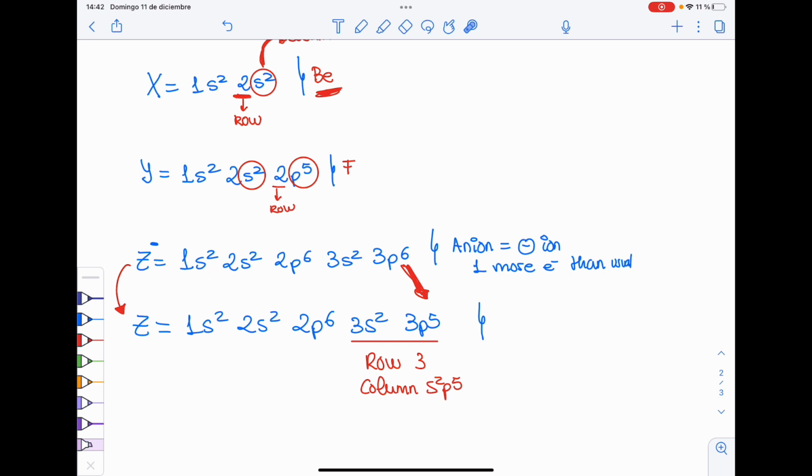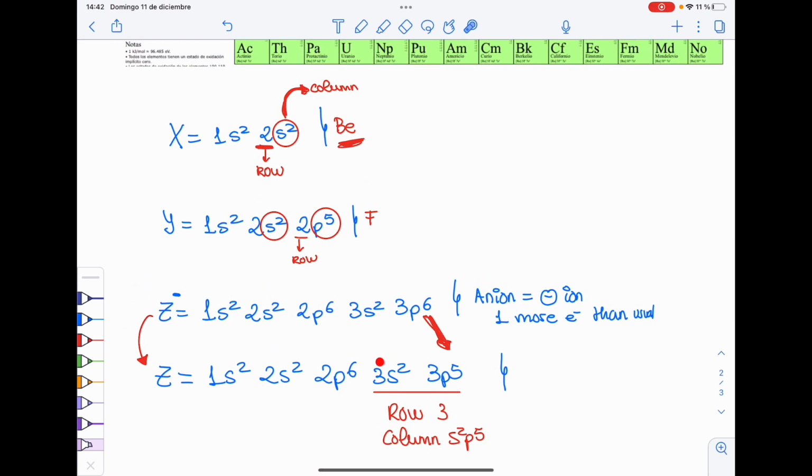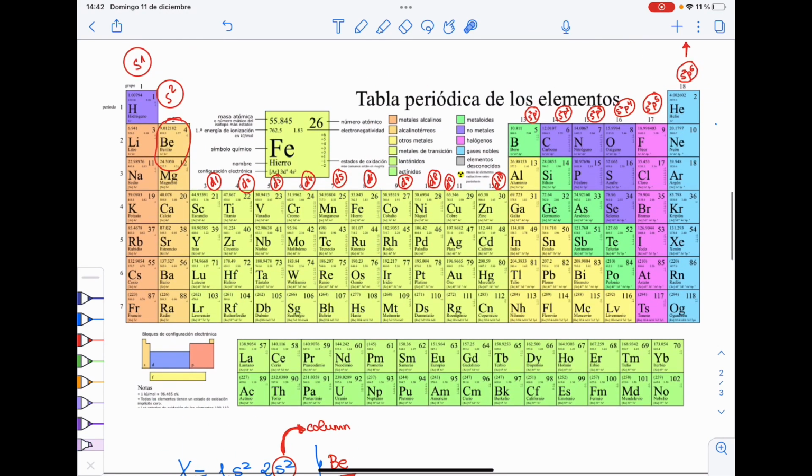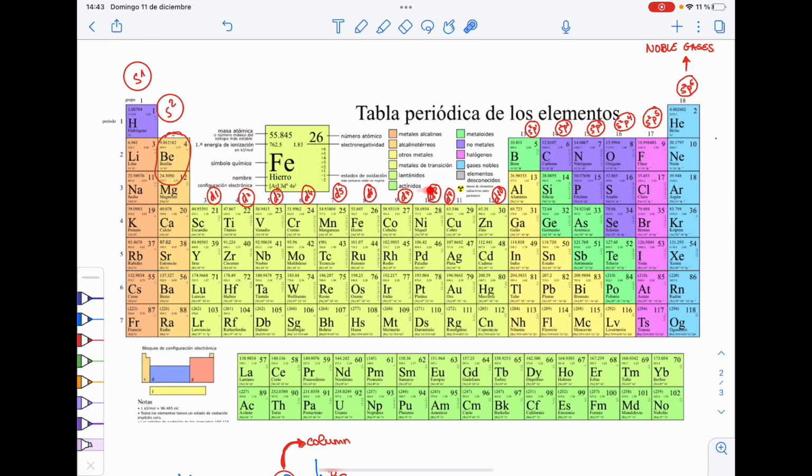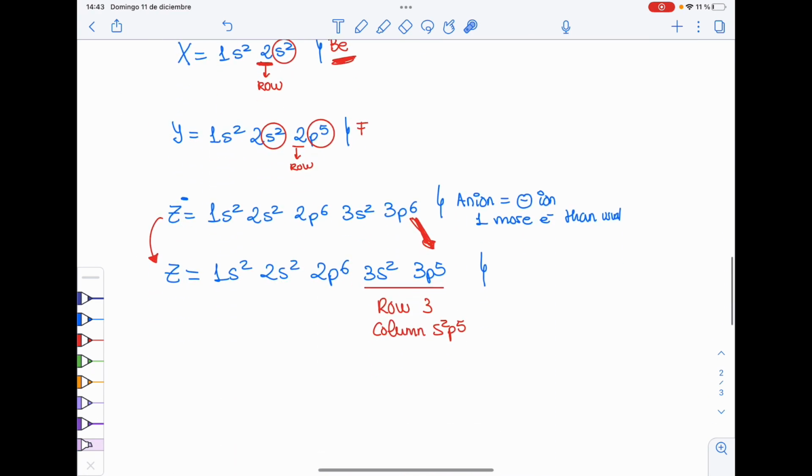Okay, so now you have to look at the last number, and the last number is 3s2, 3p5. So it's going to be row 3 and column S2P5. Okay, so row 3 is this one and column S2P5 is this one. So row 3 column 17 is going to be this chlorum. So you know now that this is chlorum.